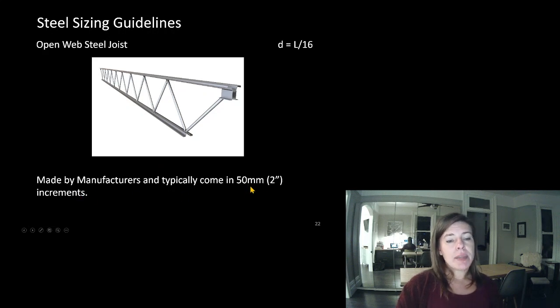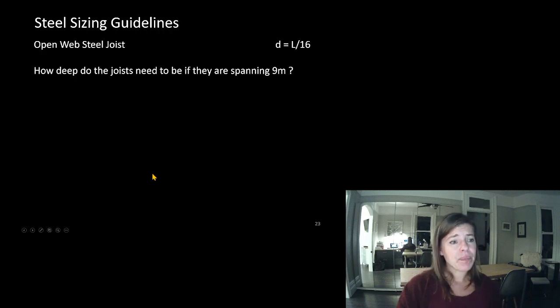They tend to come in 2-inch increments. So you're not going to get an open web steel joist that is 272 millimeters deep. It would be 250 or 300 millimeters deep. So we're going to want to know that because we don't want to write weird things on our preliminary drawings. We want to write real things that exist. So let's see what that means.